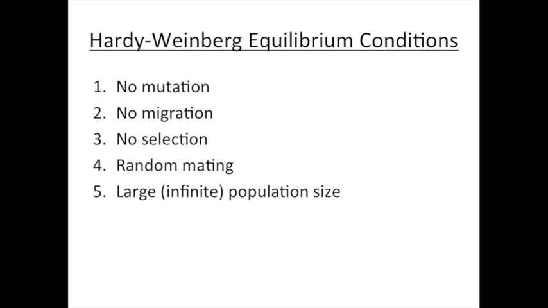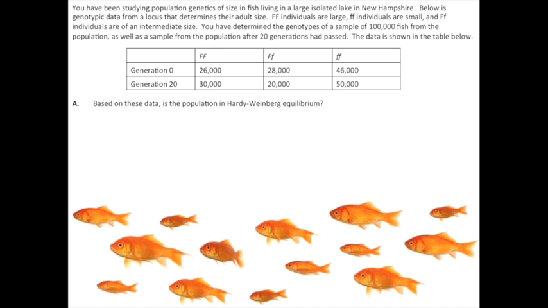So now, let's go back to our question. Based on the data in the table, is the population in Hardy-Weinberg equilibrium? The answer here is no. If a population is in HWE, neither the genotype nor the allele frequencies will change over time. In this population, we can see just by eye that the genotype frequencies are changing. The frequencies of big F and little f homozygotes have increased in the 20 generations we're analyzing, and the frequency of big F, little f heterozygotes has gone down. We don't know if allele frequencies are changing yet, but genotype frequencies certainly did, and that's all we need to know that HWE is not in effect.